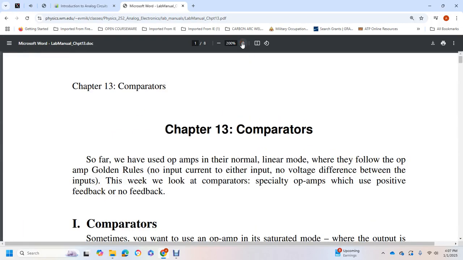Alright, Chapter 13, Comparators. So far we've used op amps in the normal linear mode with the op-amp golden rules: no input current to either input, no voltage difference between the inputs. This week we look at comparators, specialty op amps which use positive feedback or no feedback.